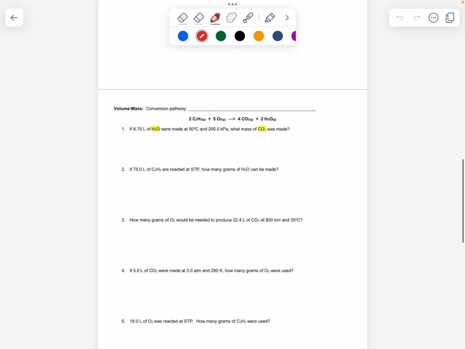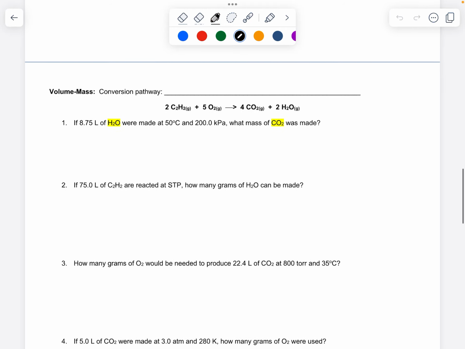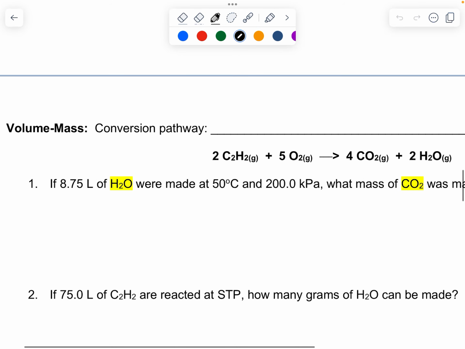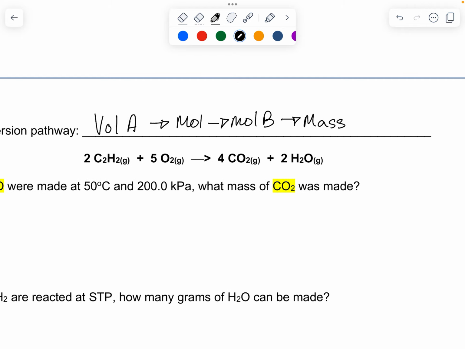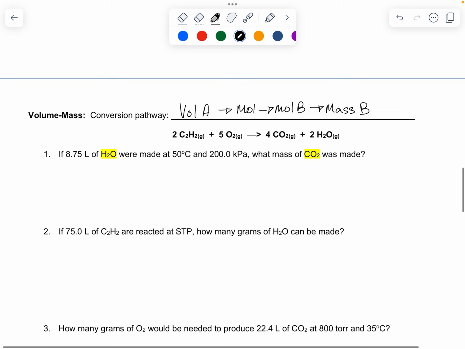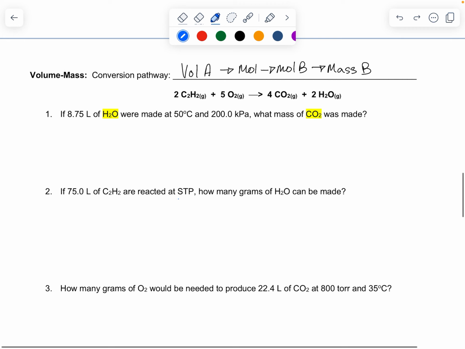For the volume to mass questions, we'll fill out our conversion pathway first. We're going to start with volume of A. Volume of A is going to be turned into moles of A, into moles of B, and then finally moles of B into mass of B. We're actually going to skip number 1 for a moment. We'll come back to that one after we do question number 2, the one that's at STP. It's going to be a little bit easier.